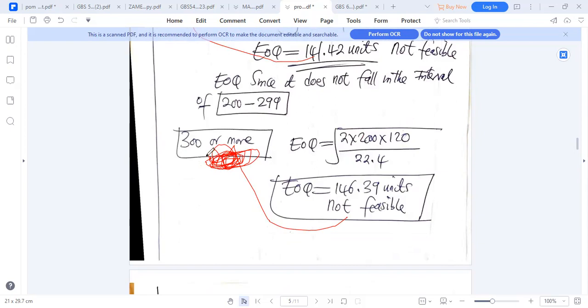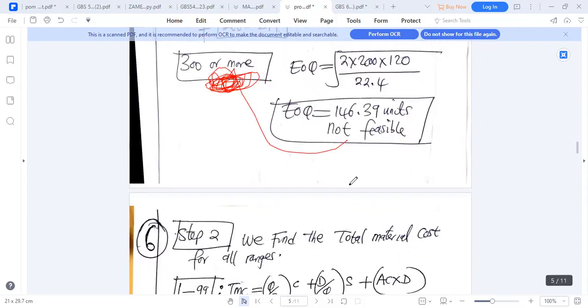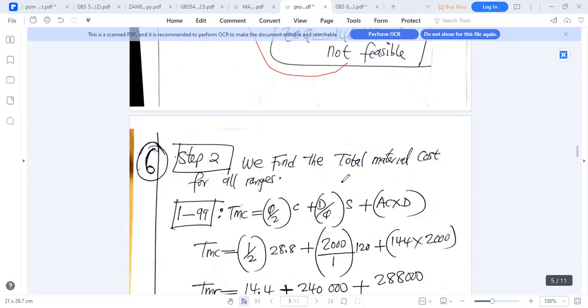So from here, we have to find the total material cost. The step is to find the total material cost for all ranges using feasible EOQs.